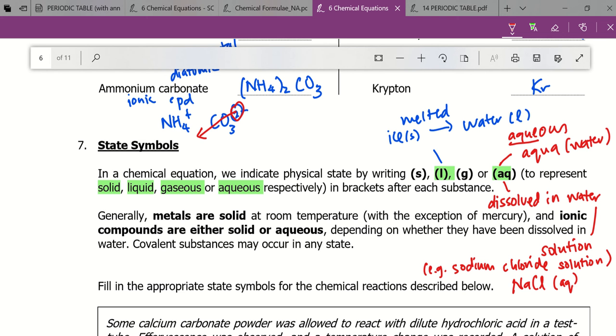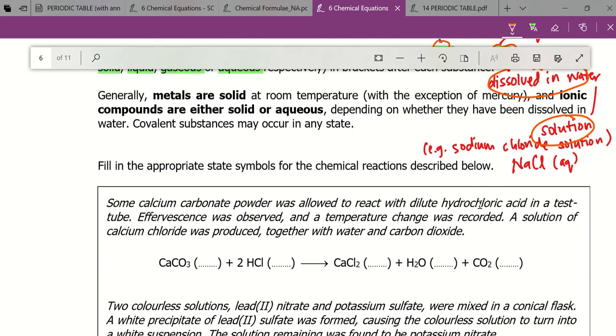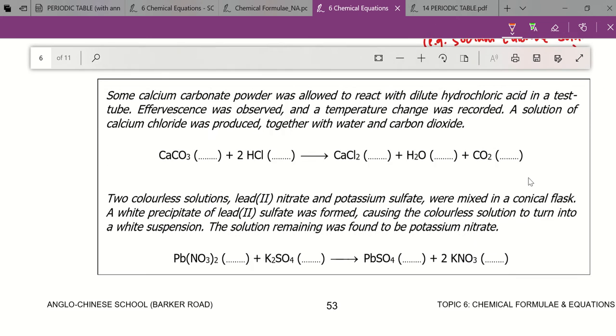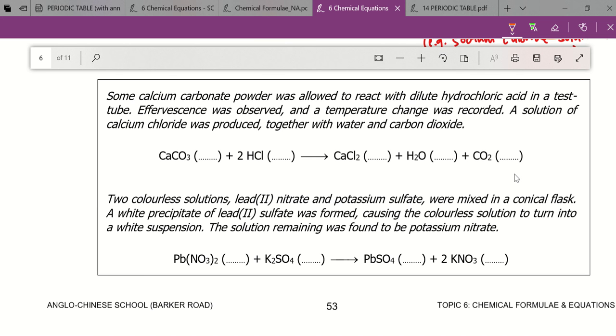Okay, so please take note of the difference: liquid state is when it is melted, there is no water present, and aqueous state is when it is dissolved in water and existing in the form of a solution. Alright, so let us try to fill in the state symbols here. Over here there is a paragraph that has given us some helping words. So let's take a look.